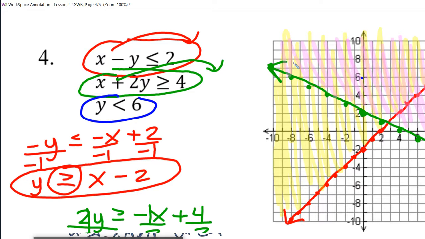Now my line has to go through the y-axis. Does it go up and down or left to right? Left to right. Now will this line be solid or dashed? Why is it dashed? Because it's not equal to.